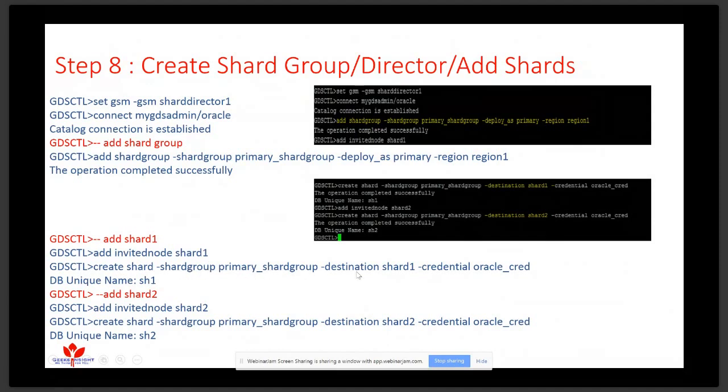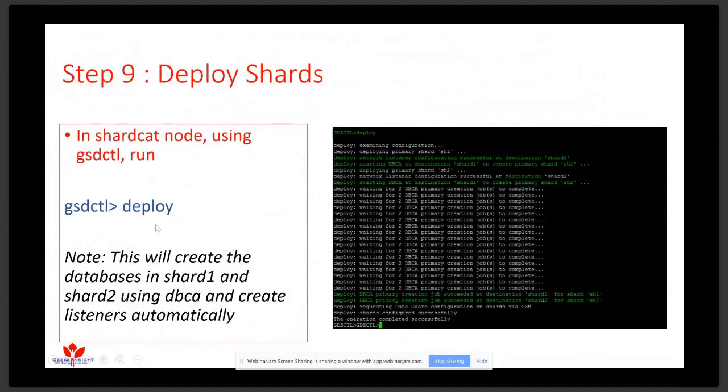What is that shard you can create? And then again, you have to invite the shard 2 node. So I have invited both of these nodes. And then once I have invited both of these nodes, I just need to say deploy the shard catalog. Now, this deploy procedure will automatically create databases in shard 1 and shard 2. It automatically creates that. If you start the configuration also, it automatically configures Data Guard as well. So it's all a one-time job.